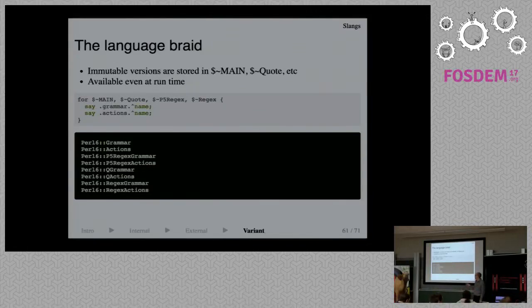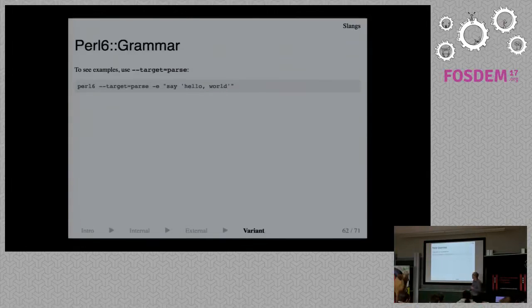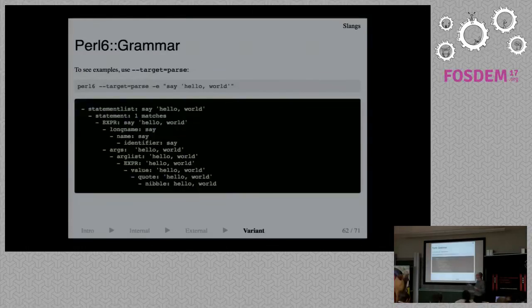By the way, this is called the language braid. So all these different languages are being used together to parse your Perl 6 program. So if you want to change one of them, well, first, if you want to see what they look like, you can say --target=parse, and you'll see the parse tree that's generated while your Perl 6 program is being parsed.